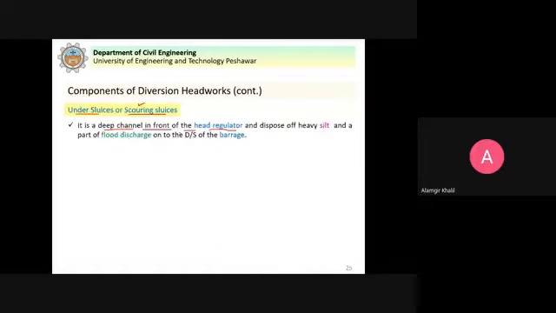It is a deep channel in front of the head regulator, and it disposes of heavy silt and a part of the flood discharge onto the downstream of the barrage or weir. It creates less turbulent pockets of water near the canal head regulator.